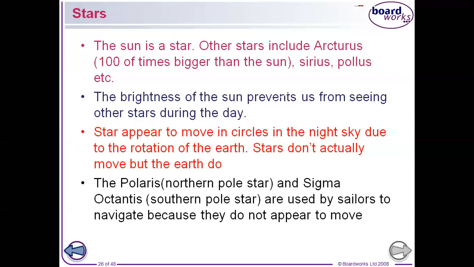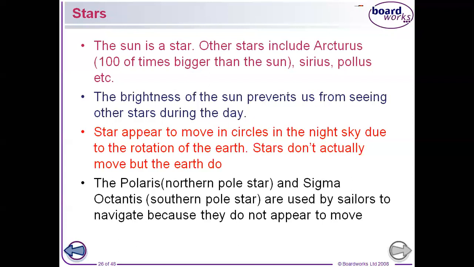So stars appear to move in circles in the night sky, not because they are moving, but because the Earth is actually rotating. The rotation of the Earth makes stars appear to be moving. Stars don't actually move, but the Earth does.